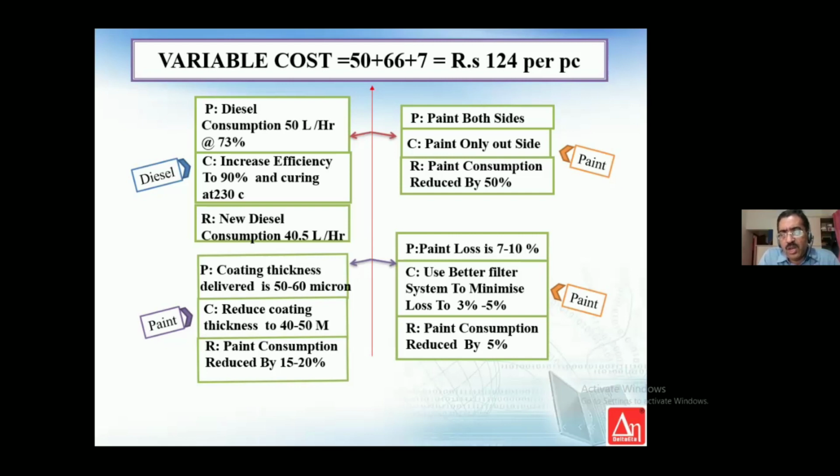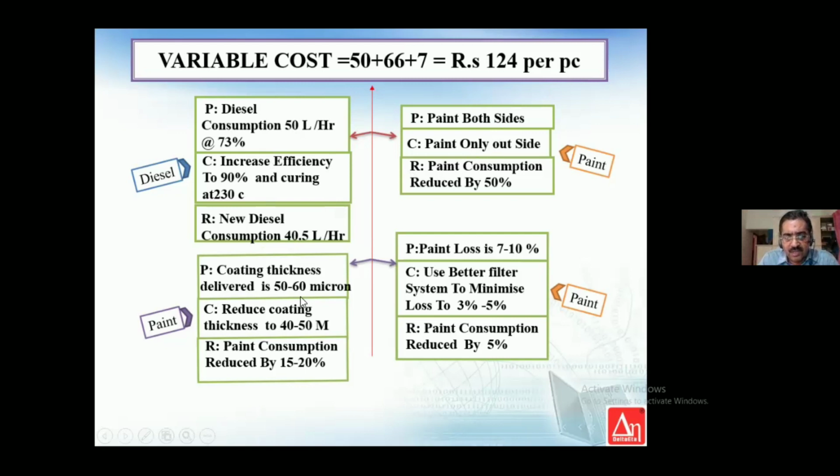In this way, you can reduce the paint consumption by 50%. So instead of consuming 40 kg per round, you will require only 20 kg per round. So this is the advantage. You see, you are reducing 10 liters of diesel here, you are reducing 20 kg of paint here per round. So this is the second change we will do.